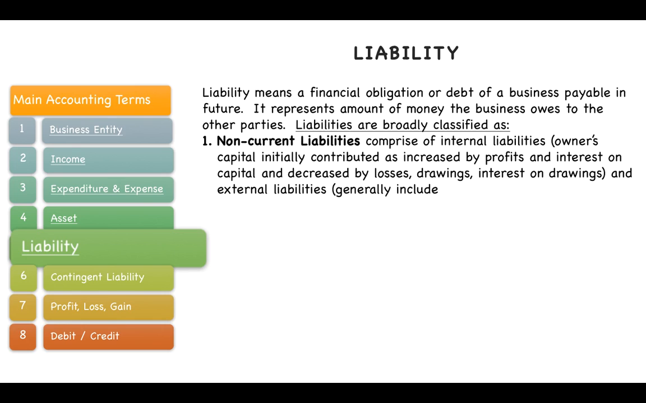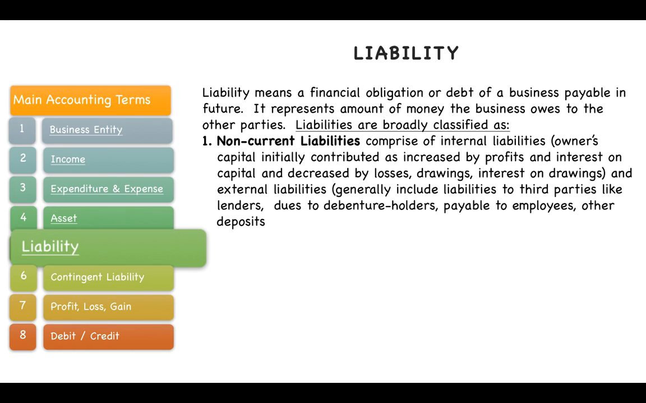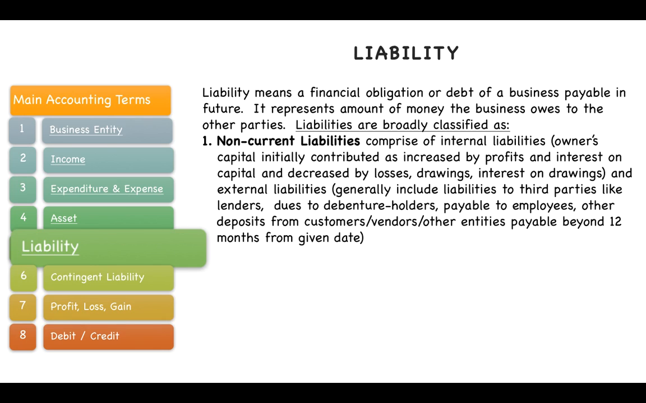And also external liabilities, that is outsiders, generally includes liabilities to third parties like lenders, dues to debenture holders, payables to employees, other deposits from customers, vendors, other entities which are payable beyond 12 months from a given date. Given date is your balance sheet date usually.